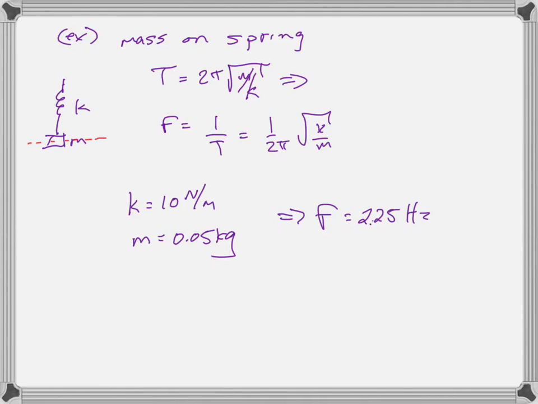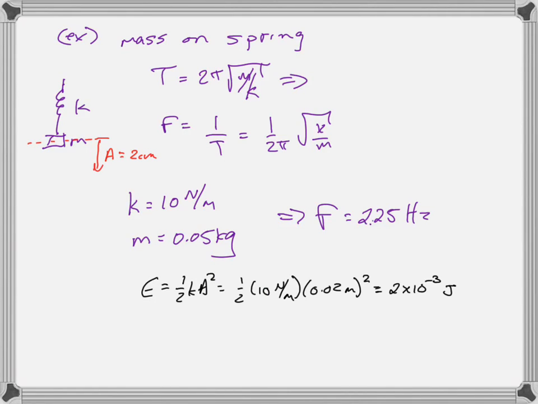Let's take that mass on a spring and pull it away from equilibrium a distance A equals 2 centimeters, or 0.02 meters. So what's the total energy of this mass on a spring? The total mechanical energy is 1/2 mv squared plus 1/2 kx squared, or also 1/2 k a squared. Go ahead and plug that into your calculator.